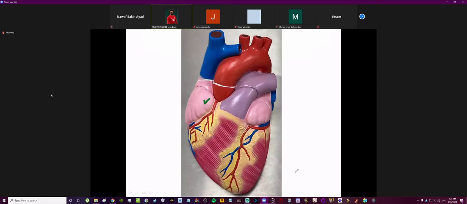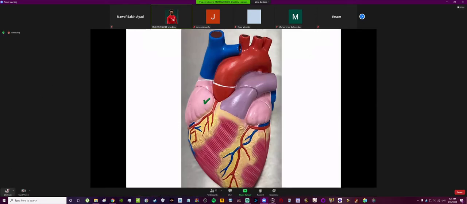This is anterior view of the heart also. Right auricle, and this part, left auricle. If I put it here, right atrium. Put it here, superior vena cava.